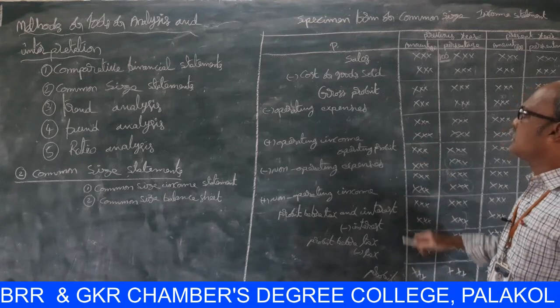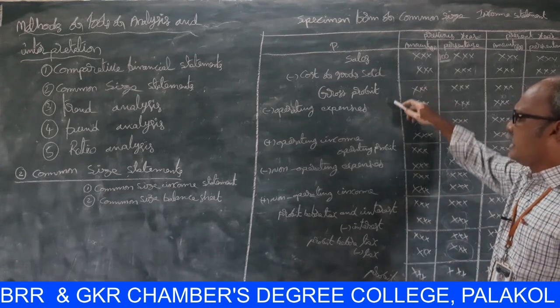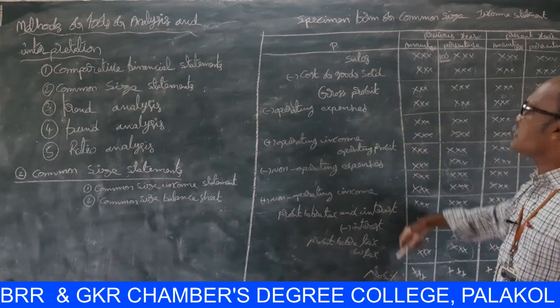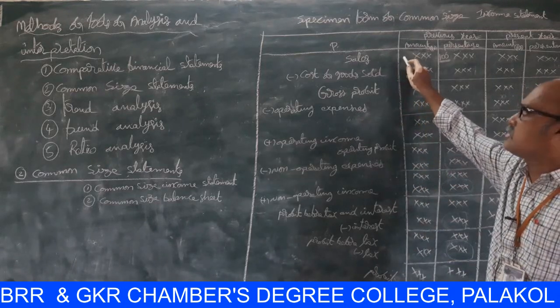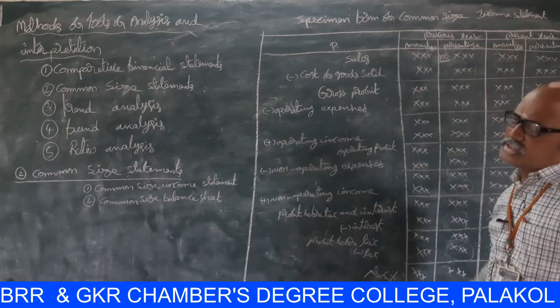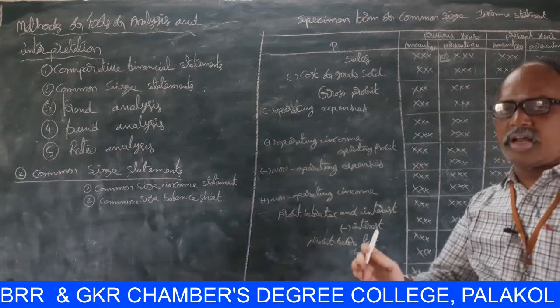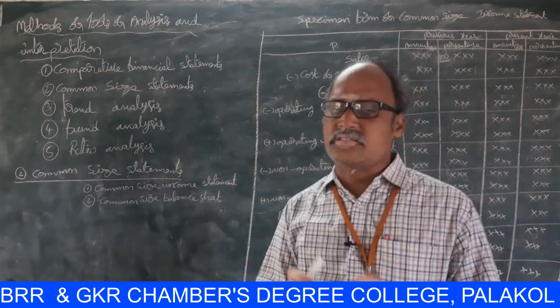So what is the meaning of that? All the other items are shown as percentage of sales here. This is the most important thing in common size income statement. Once again, I am telling you briefly, listen carefully and concentratedly.